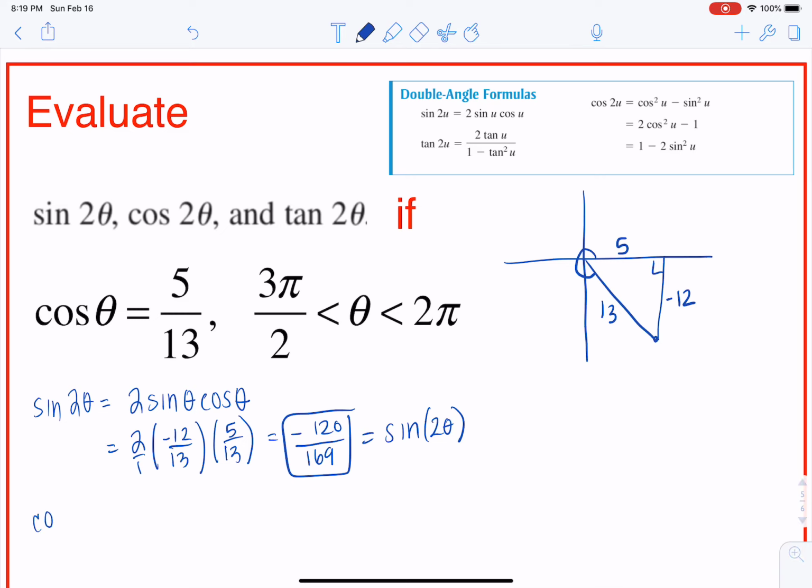And cosine of 2 theta is going to give me, let's see here, let's use 2 cosine squared of theta minus 1, which will yield here 2 times 25/169 minus 1, which is going to go ahead and give me -119/169. So here is cosine of 2 theta.